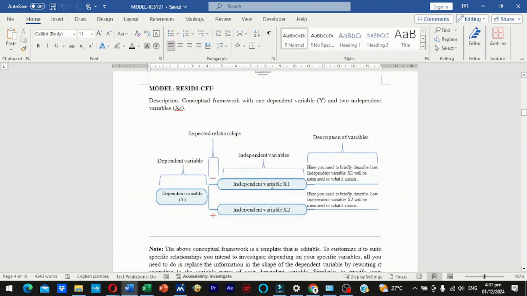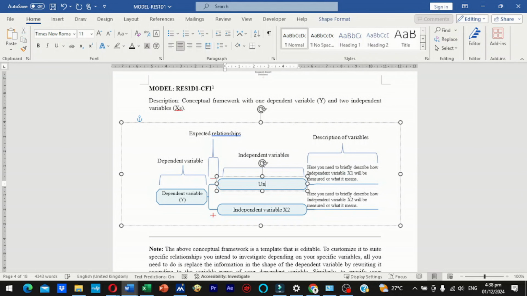So if, say, we're looking at the impact of unemployment rate on economic growth, we may also want to add another independent variable besides unemployment rate. So we can have this as, say, unemployment rate, and we can have this as, say, maybe investment, or let's say capital investment.